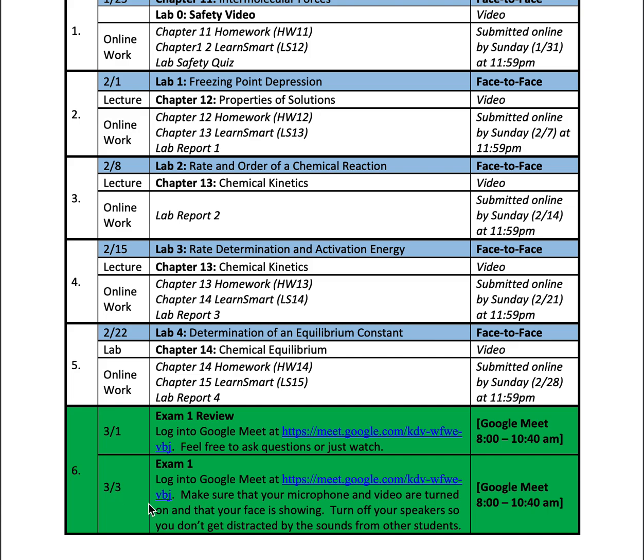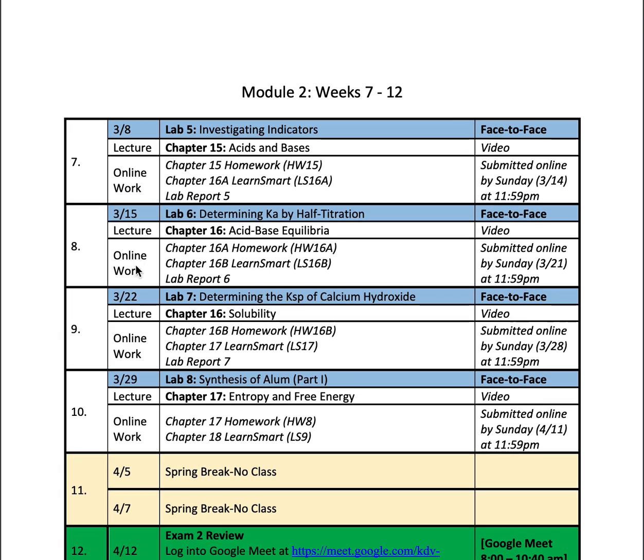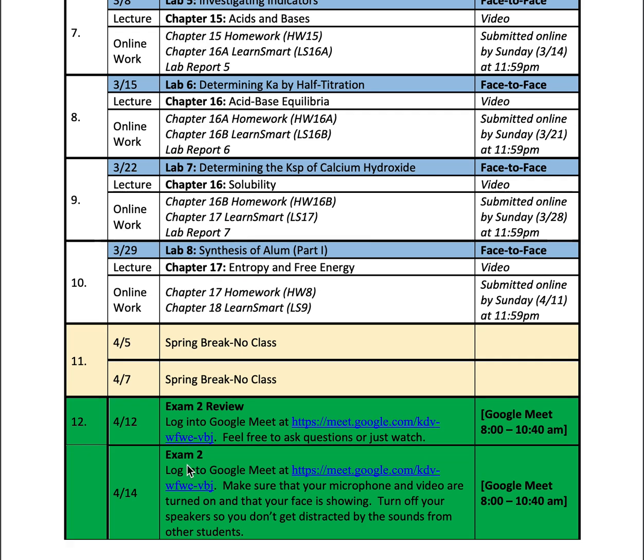Okay, and on exam weeks we are still having our Friday review session, except it's going to be looking at the exam and going through the problems together. Okay, and we see the same pattern repeating for the second module. Okay, so we have our second exam week. There's a spring break in there. I tried not to assign any work during spring break except to study for the exam.